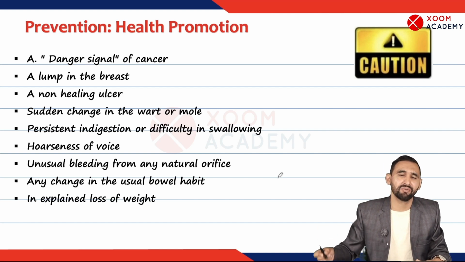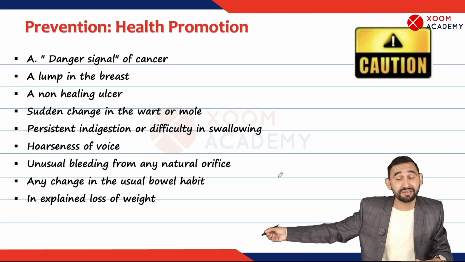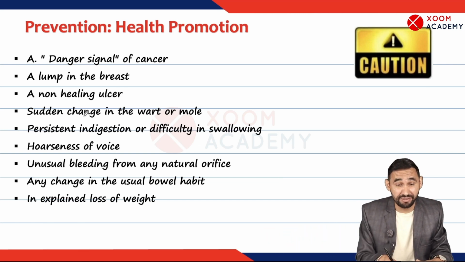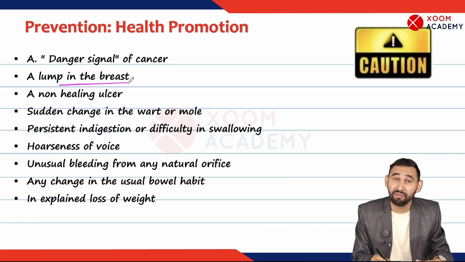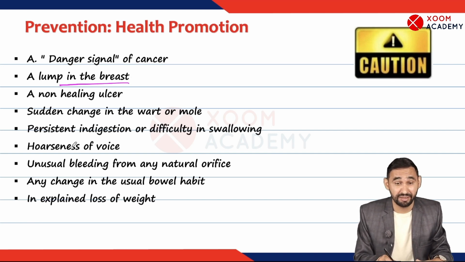Prevention is important. We can do prevention by health promotion. What are danger signs of cancer? A lump in the breast. If a female has developed a lump in the breast, this is a danger sign of cancer.